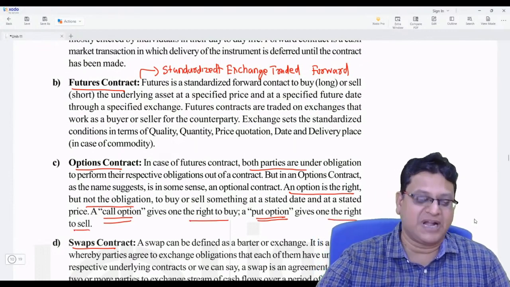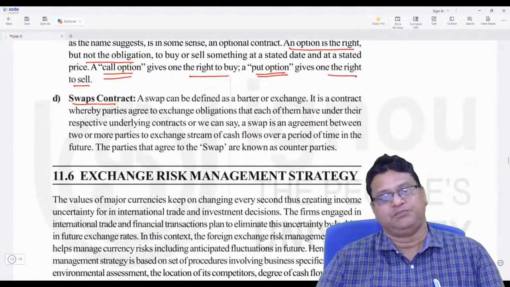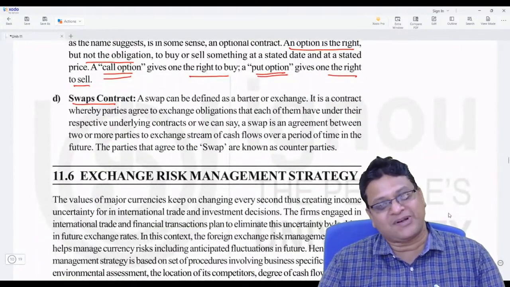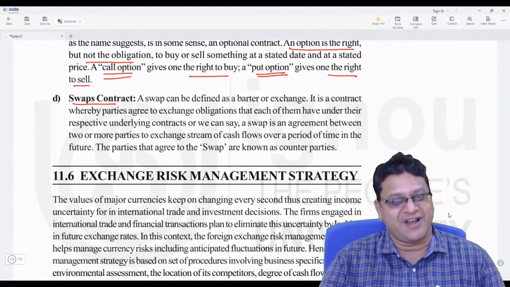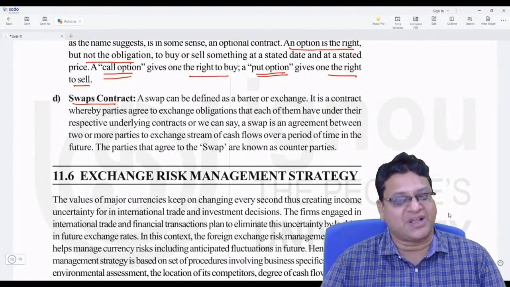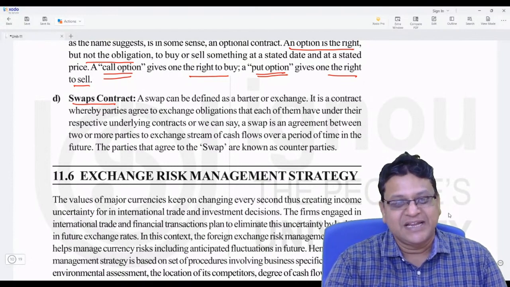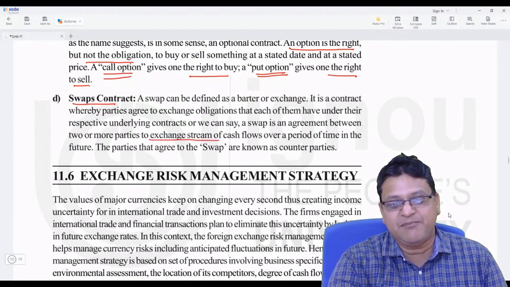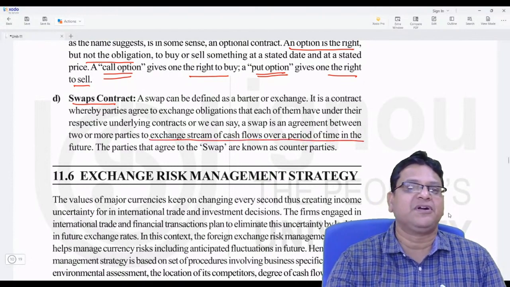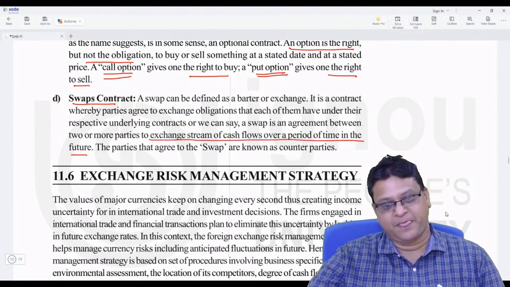This is the option contract. Then there is the swap contract. What is a swap? A swap is a bundle of forward contracts put in one contract. That is known as a swap contract. It is a string of forward contracts. It is an agreement where parties agree to exchange a stream of cash flow over a period of time in future. This is known as a swap contract.